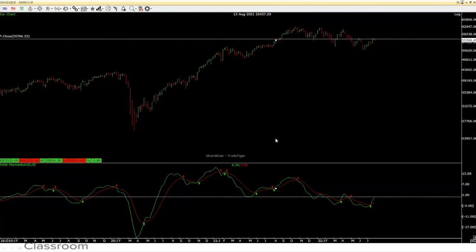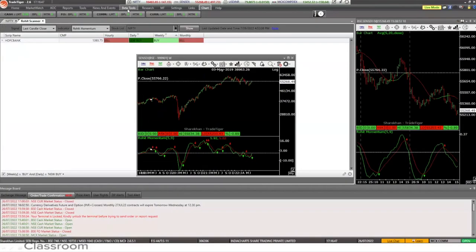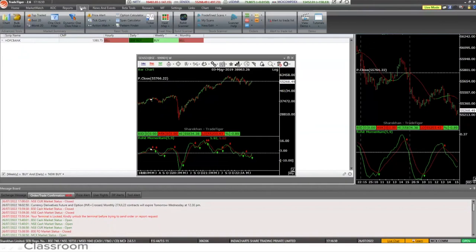Okay, how to find Rohit Scanner? It's very simple. Go to TradeTiger. Under the tools section, you will get Rohit Scanner. And how to add the indicator, he already showed you. On any chart, just add Steady and you will find Rohit Indicator in the Steady sections.